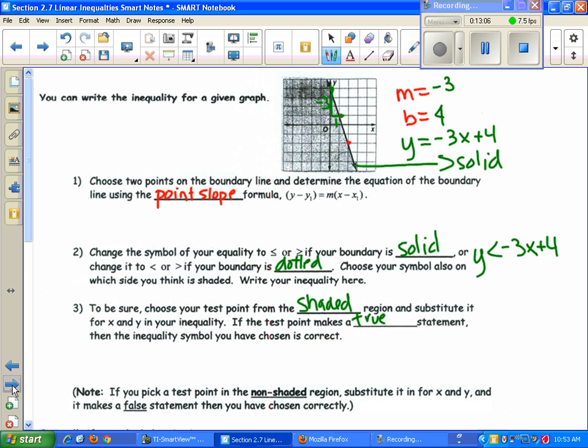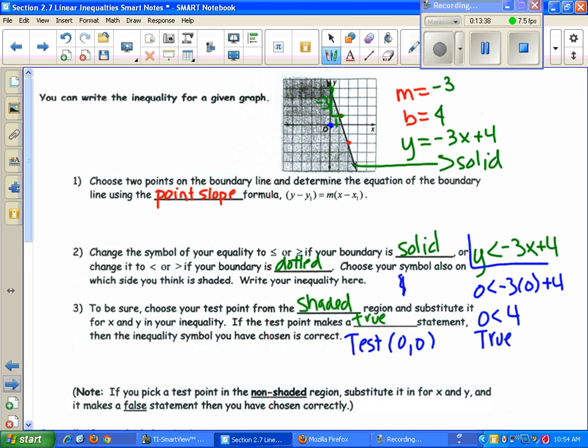So let's pick a test point. Notice that 0, 0 is right here in my graph. It's not on my boundary line, so that's what I'm going to pick to test. I'm going to write down here the point 0, 0, and plug it into my equation. So I have 0 is less than -3 times 0 plus 4. So 0 is less than -3 times 0 is 0, and then plus 4. Does this make a true statement? Is 0 less than 4? Yes, this is true, which means that my inequality equation was correct, and this is going to be my solution.